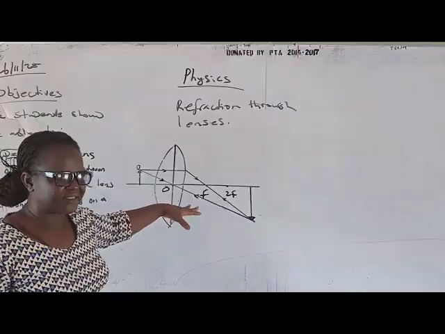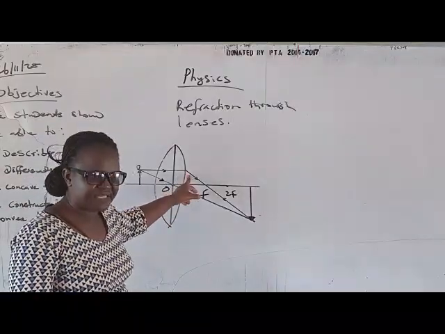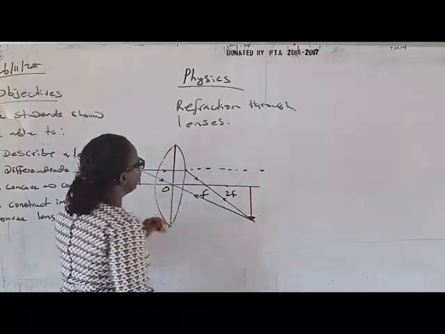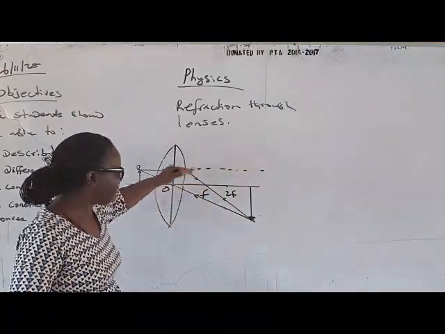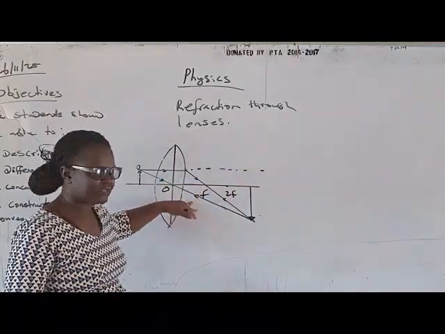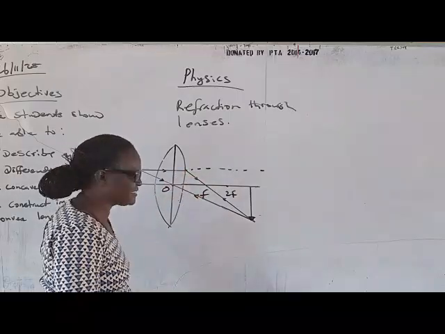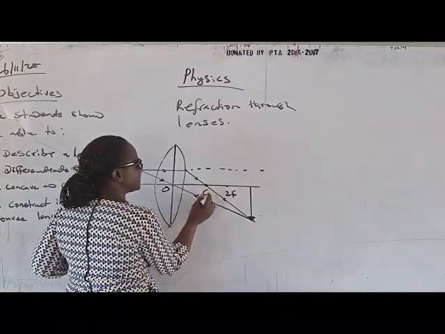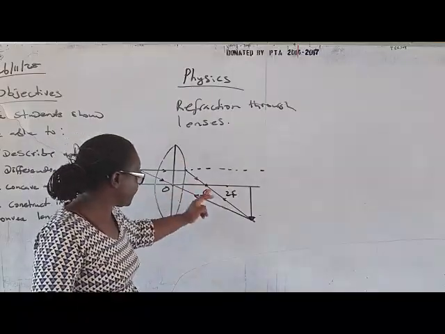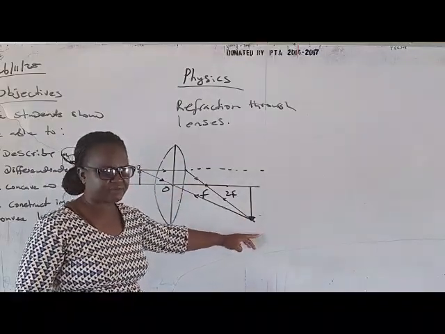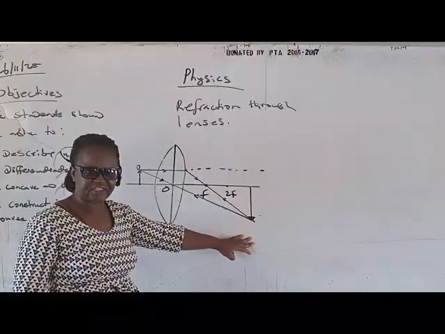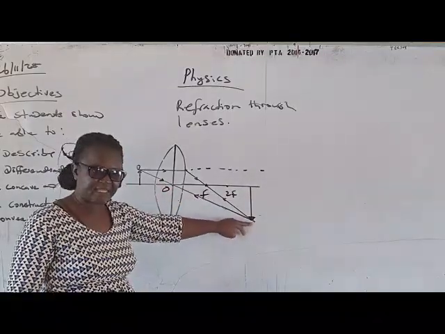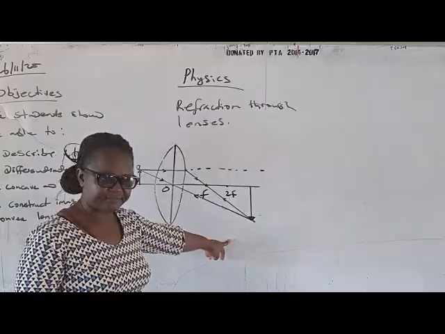When it does that, it gets what? Deviated. Initially, it's supposed to go this way, but instead of going straight across, it bends. That is the refraction. It bends and then passes. As a rule, it must pass through the principal focus, F. When it passes through the principal focus, it goes down. There will be a point of intersection of the two rays. The point where both rays intersect is where the image is formed.